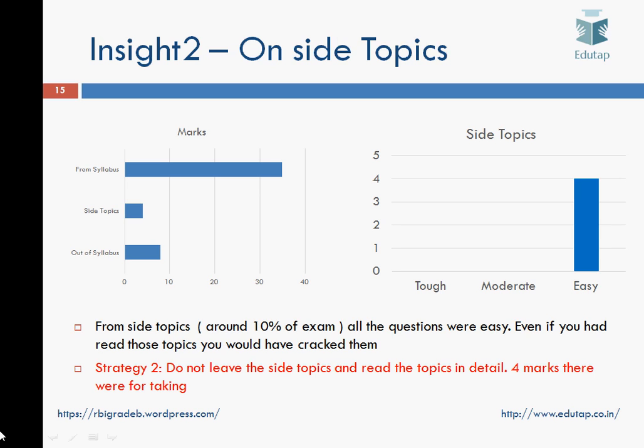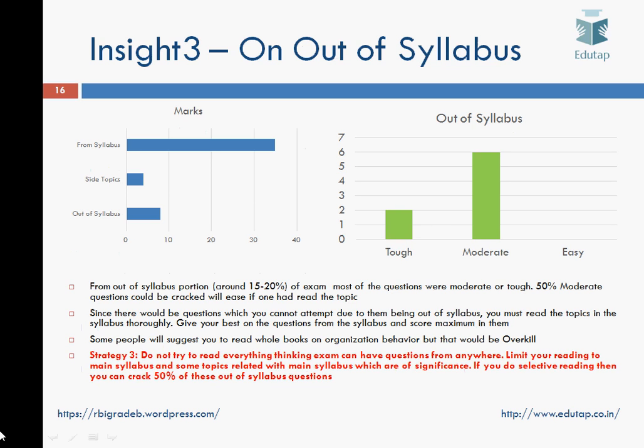So strategy 2 is, do not leave the side topics and read the topics in detail. As here you can see 4 marks were there for the taking if you would have just skimmed through those side topics. In this slide we will discuss the questions on out of syllabus.